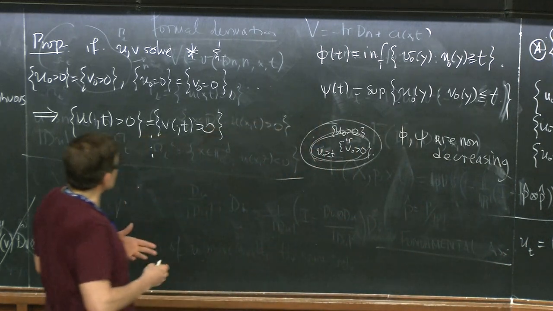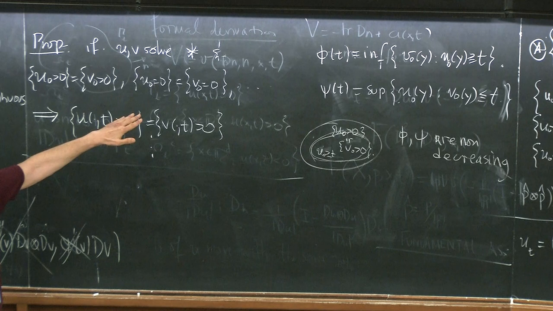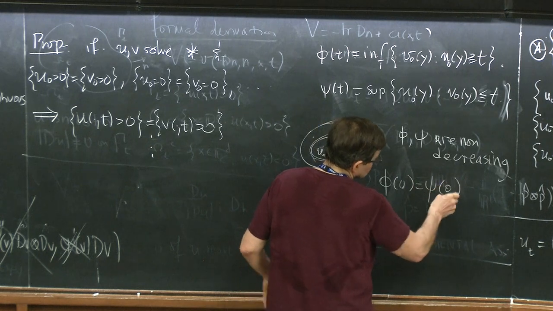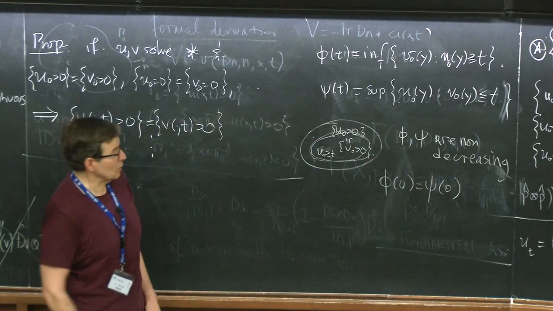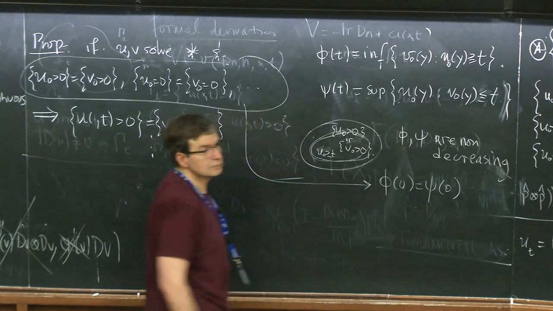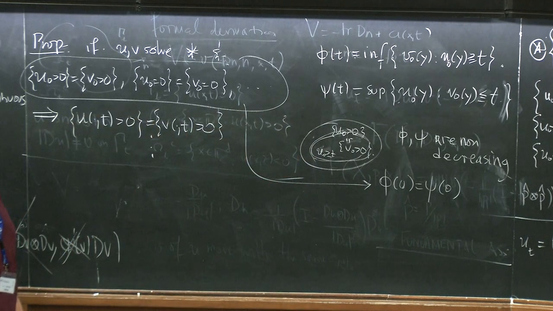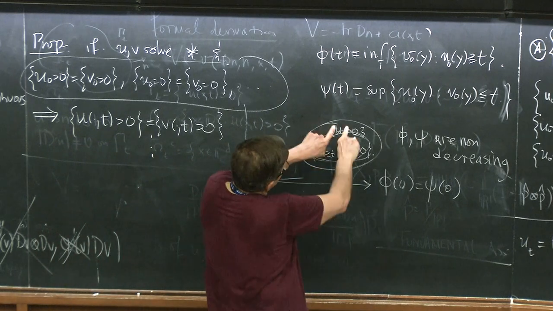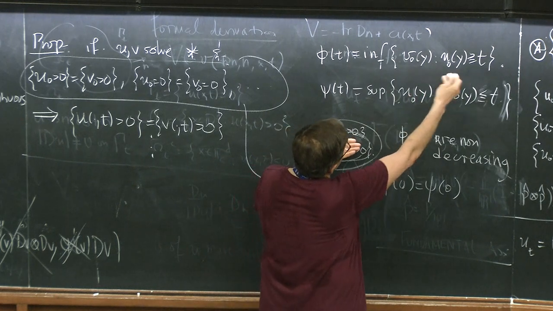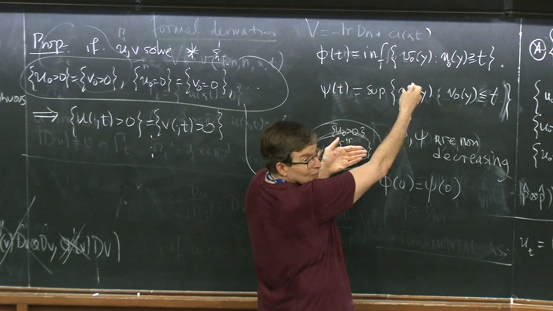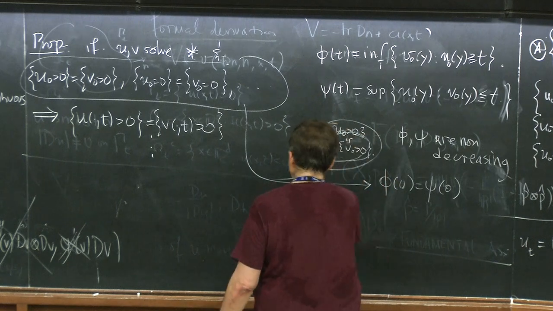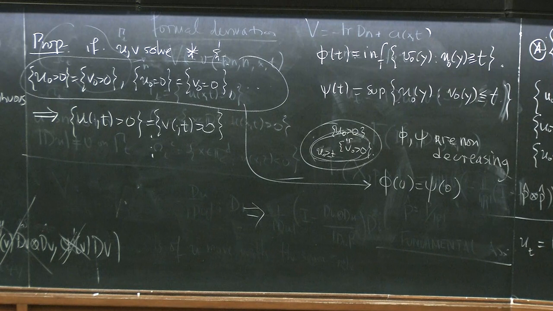Now, where do I use the assumption that the level sets are the same? This comes from here: phi of 0 is equal to psi of 0. This is a consequence of that. Why? Because if I look at a place where U0 is strictly positive, and I take the infimum of the V0 there, it's going to be zero, because V0 is greater or equal to zero on the same set.